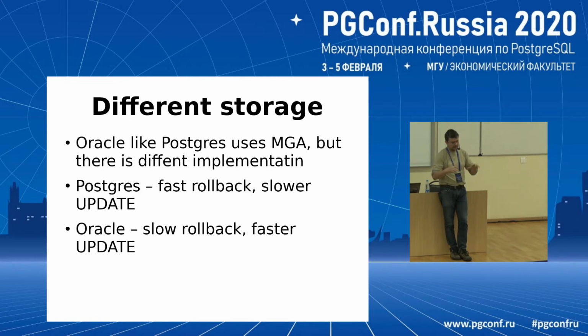Now this solution has different behavior. Oracle has faster updates, but very slow rollback. Postgres has a very fast rollback. Rollback in Postgres needs zero time. It's absolutely fast, but update is slower. And if you try to update the same row, it's slower, slower, slower.